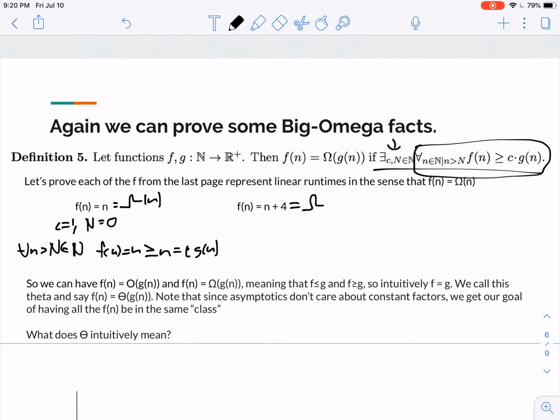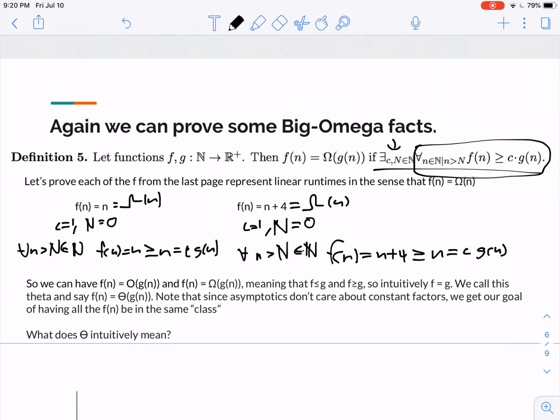Now, the other proof is going to be pretty similar. n plus 4 is big omega of n. Again, we can choose c equals 1 and big N equals 0. And again, for any little n greater than big N in the natural numbers, we have f of n equals n plus 4, which is greater than or equal to n, which is equal to c times g of n. Great. So now we've applied big omega in both these cases, right?